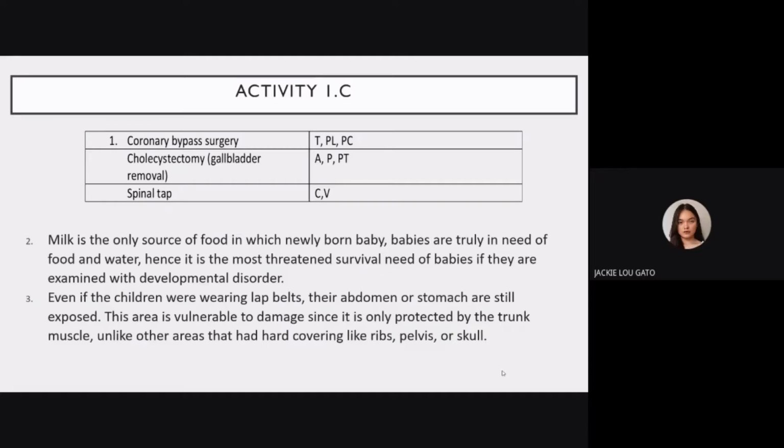So for activity 1C, number one is coronary bypass surgery. Coronary bypass surgery is a procedure that restores blood flow to your heart muscle by diverting the flow of blood around the section of a blocked artery in your heart. Our answer for that is T, or thoracic, PL, or pleural, and PC, or pericardial.